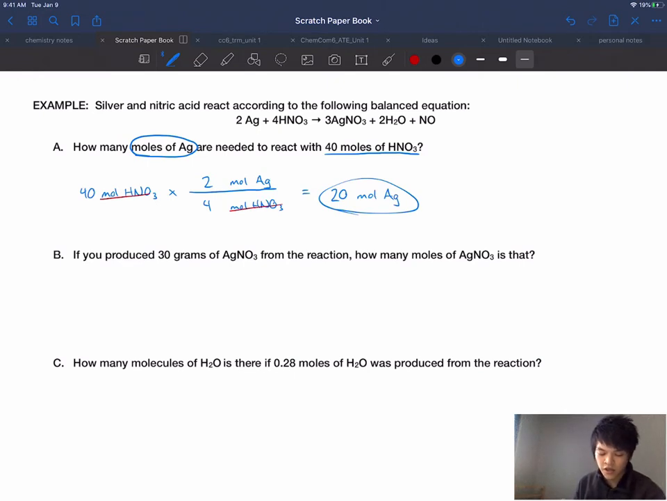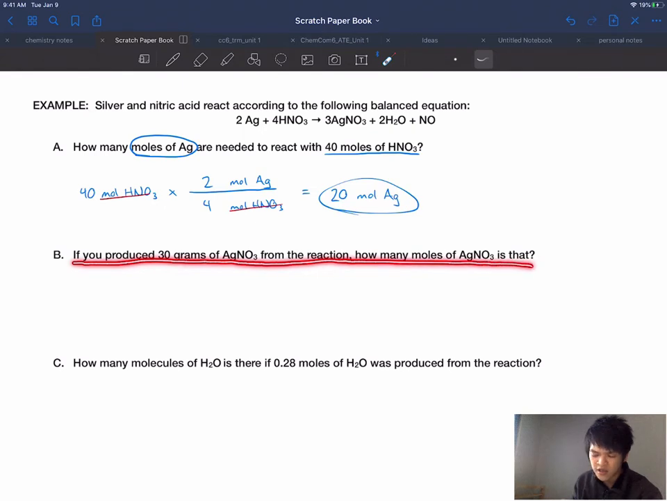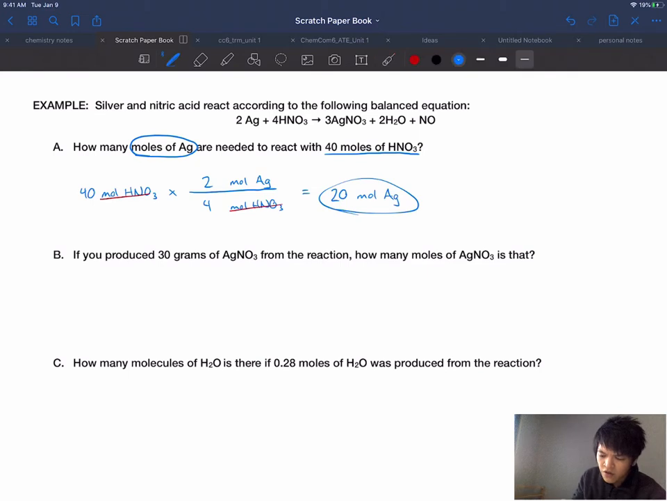The next problem, let's take a look at this. Letter B, same reaction, by the way. If you produce 30 grams of silver nitrate from the reaction, how many moles of silver nitrate is that? Okay, we are trying to figure out how many moles of silver nitrate, okay? And we're starting from 30 grams of silver nitrate.